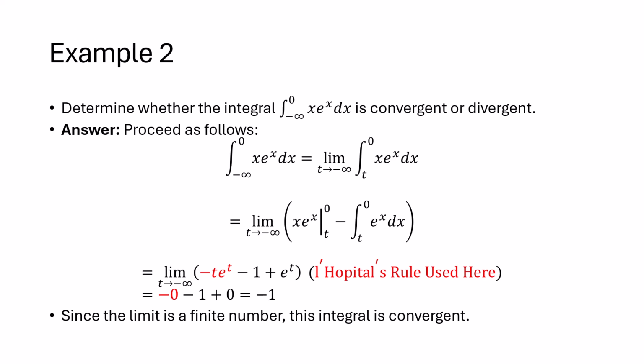The limit exists as a finite number, so therefore this integral is convergent. So the integral from negative infinity to 0 of x e to the x dx happens to be equal to negative 1.